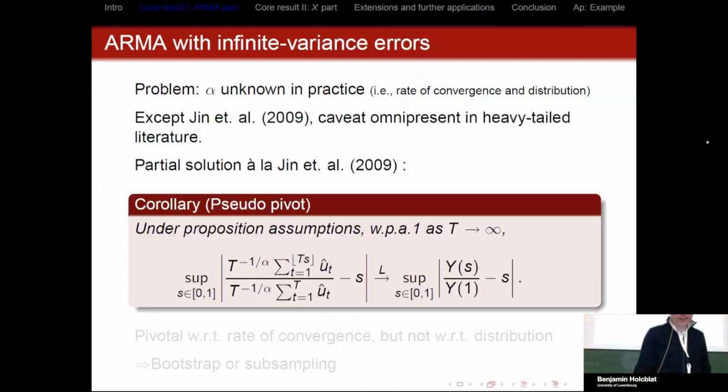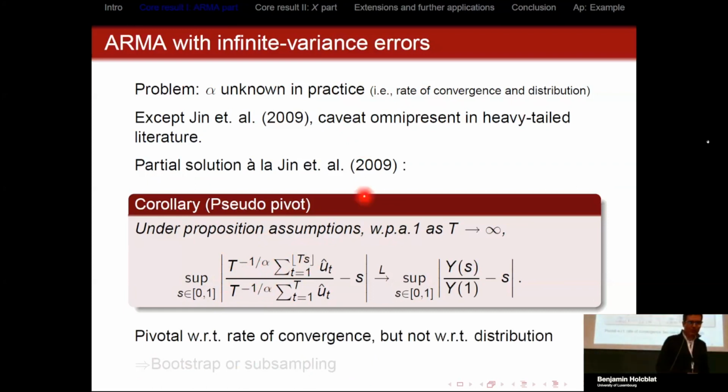The usual trick is just that you divide by the rate of convergence, multiply and divide, so that basically the rate of convergence simplifies and does not affect your asymptotic distribution. And so you get something pivotal with respect to the rate of convergence, but the distribution, we don't know exactly how it looks like, so we need to use subsampling, but this is not a problem.